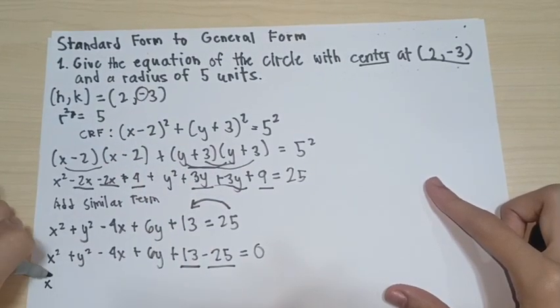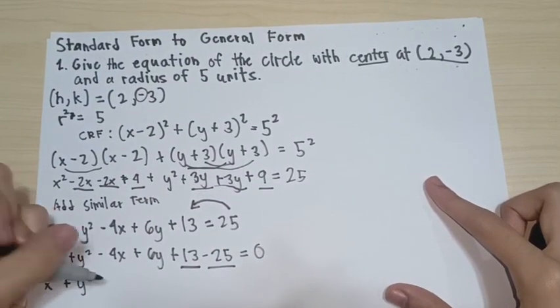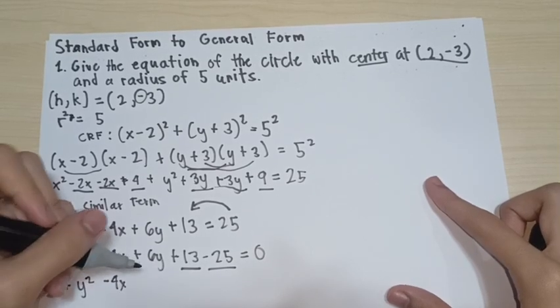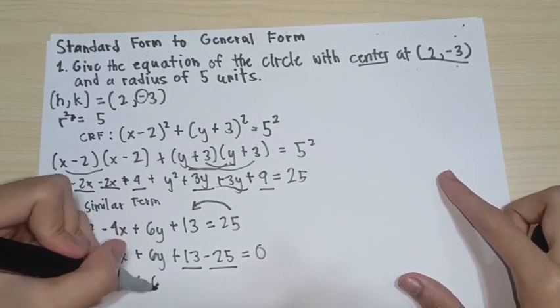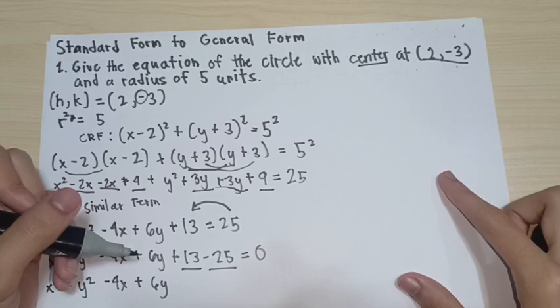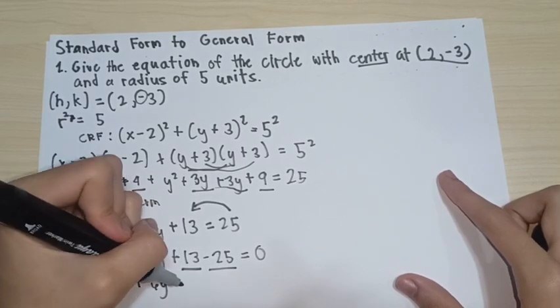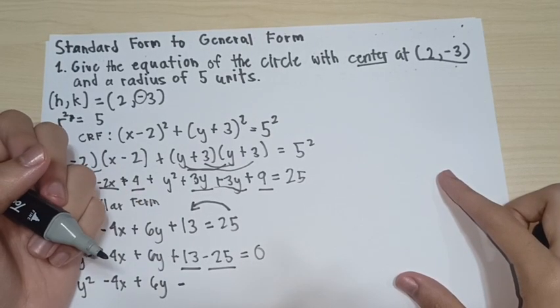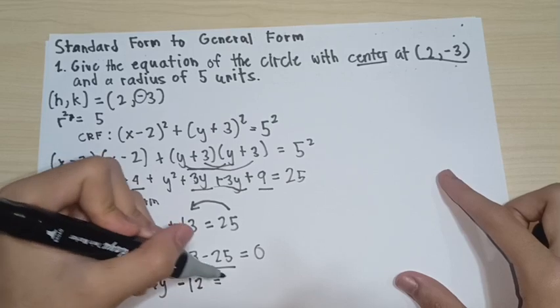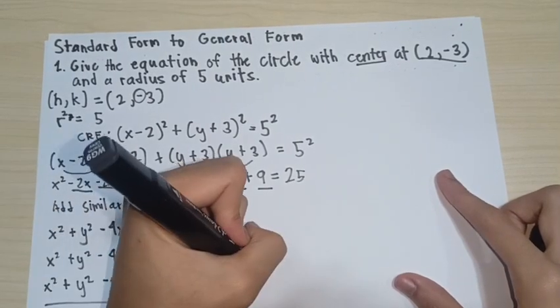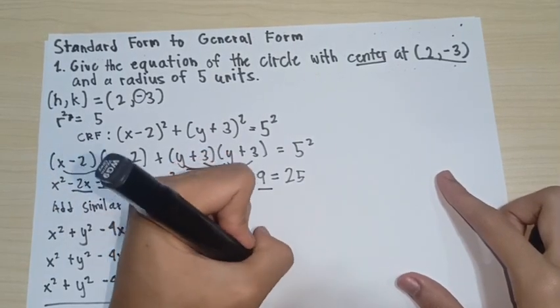And let's add ko nga lang pala. Dahil papasok natin 25 para magkaroon tayo ng 0. So, ang 25 natin magiging negative 25. Now, gagawin na lang natin is add term na lang ang 13 minus 25 para makuha natin ang answer. It should be negative 12 is equal to 0. Nakuha na natin ang ating general form.